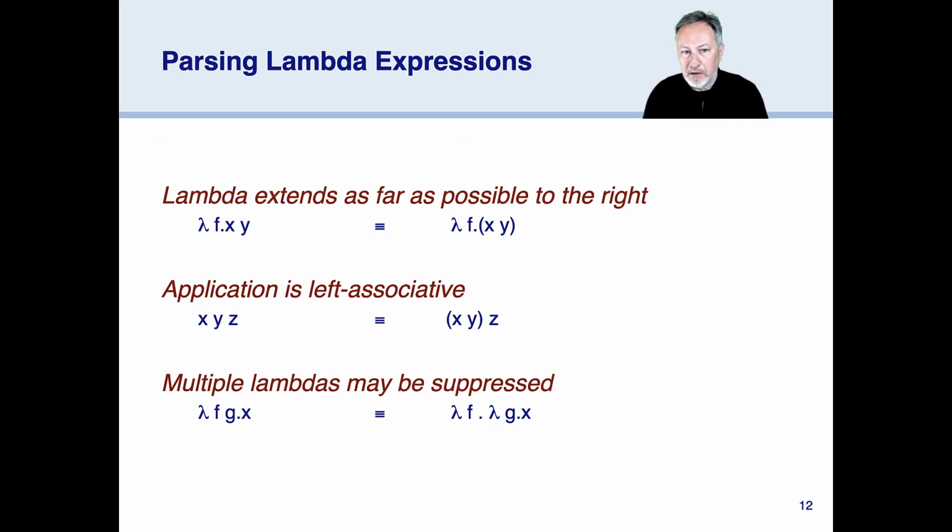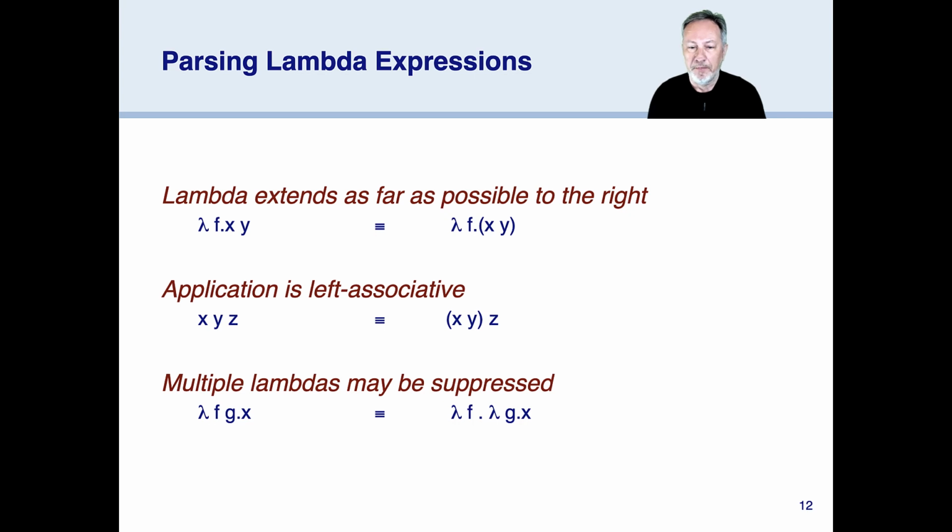In order to make lambda expressions easy to read and understand, we adopt some syntactic conventions. So the first of these is that we extend the lambda as far as possible to the right. So if you want to stop how far the lambda extends to, you have to put parentheses around the whole expression. So lambda f dot xy, the lambda includes the f and the x and the y, so it includes everything. So you don't have to write it as lambda f dot parenthesis xy parenthesis.